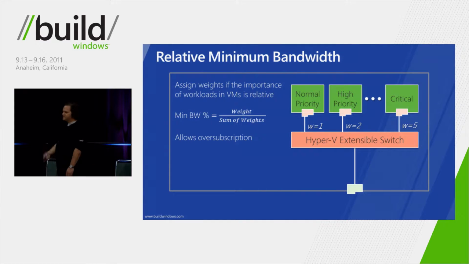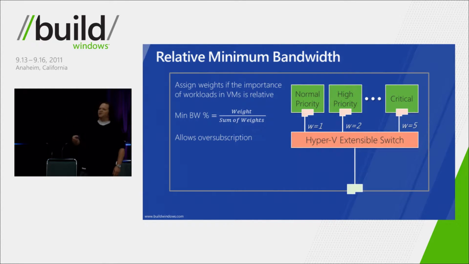So here's one way to configure it. This is called relative minimum bandwidth, and this is what Charlie just demoed. I apologize for making you do math, but the way this works is you apply a weight to each port on the Hyper-V extensible switch, and each VM attached to one of those ports will get a bandwidth of its weight divided by the sum of all the weights.